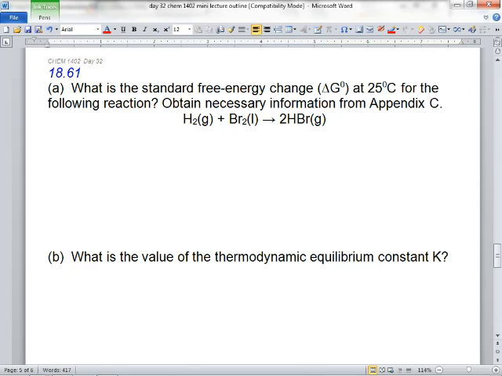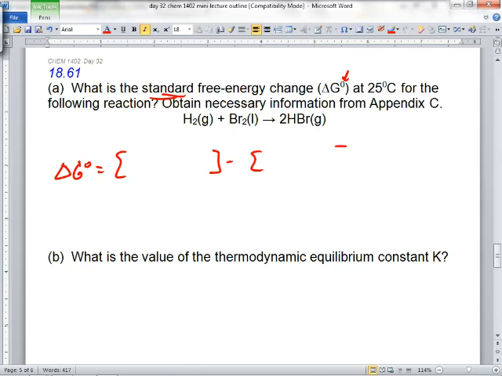What is the standard free energy change at 25 for the following reaction? Okay. Andrew, what do we do to get this? What would be the game plan for something like this? Use the table. He's right. How does he know to use the table? Yeah. There. And they also said standard. Okay. So delta G0. Product minus reactant.